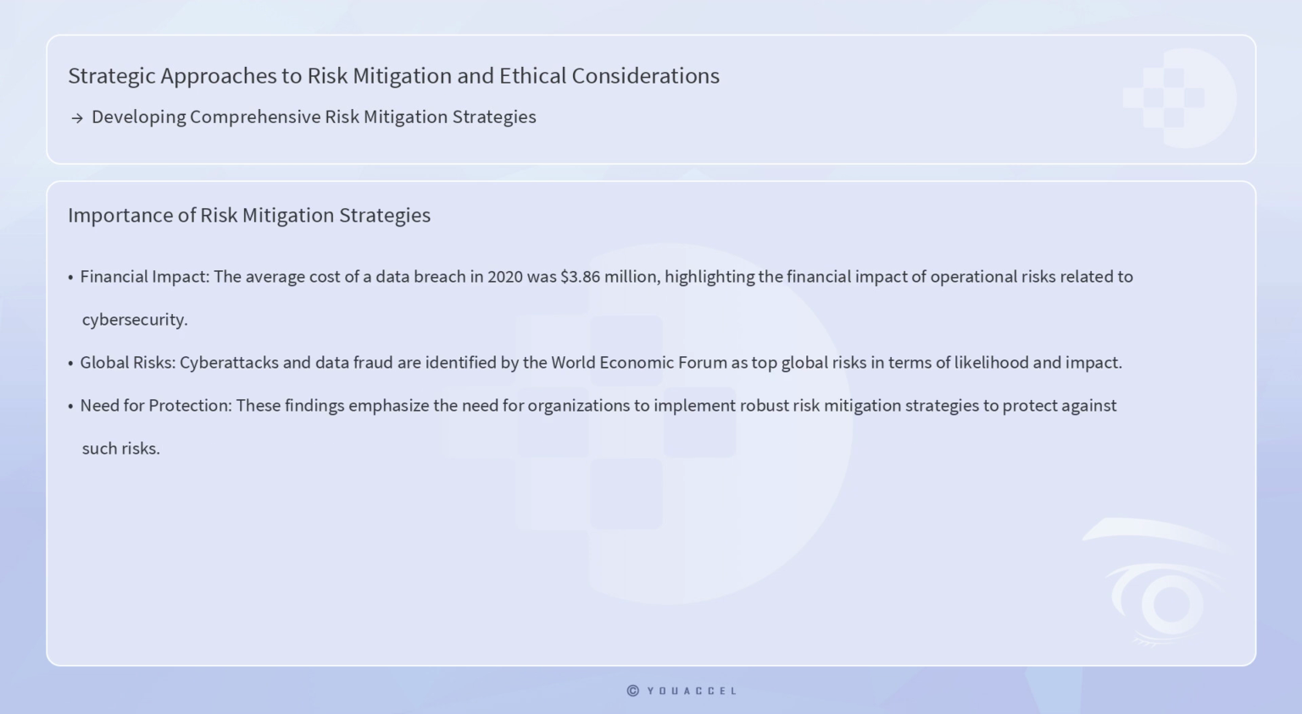Statistics further underscore the importance of comprehensive risk mitigation strategies. According to a study by the Ponemon Institute, the average cost of a data breach in 2020 was $3.86 million, highlighting the financial impact of operational risks related to cybersecurity. Another study by the World Economic Forum identified cyber attacks and data fraud as among the top global risks in terms of likelihood and impact. These findings emphasize the need for organizations to implement robust risk mitigation strategies to protect against such risks.